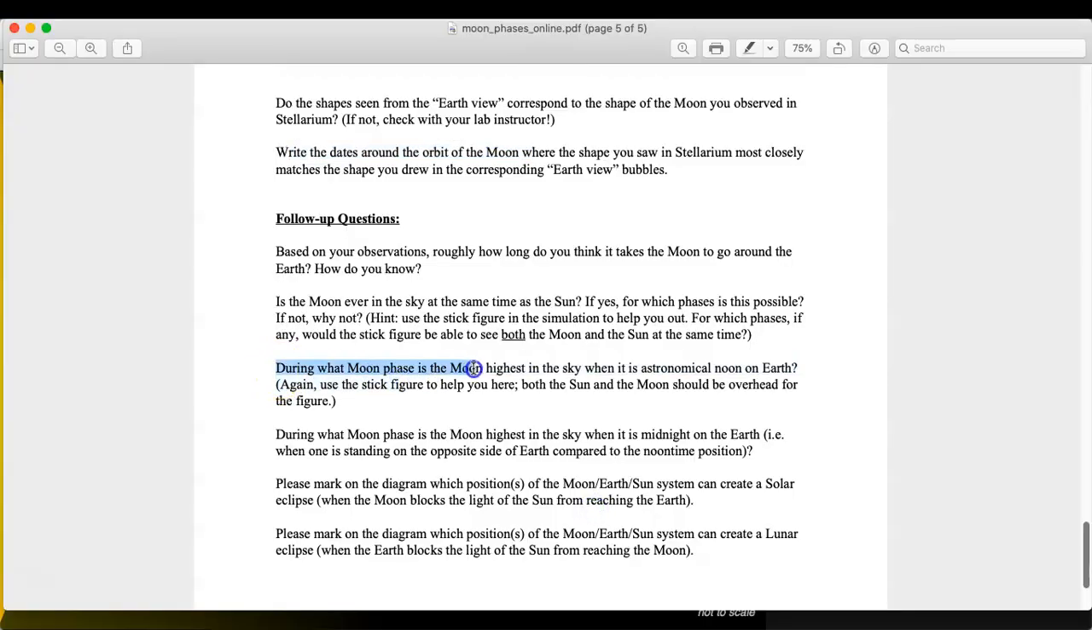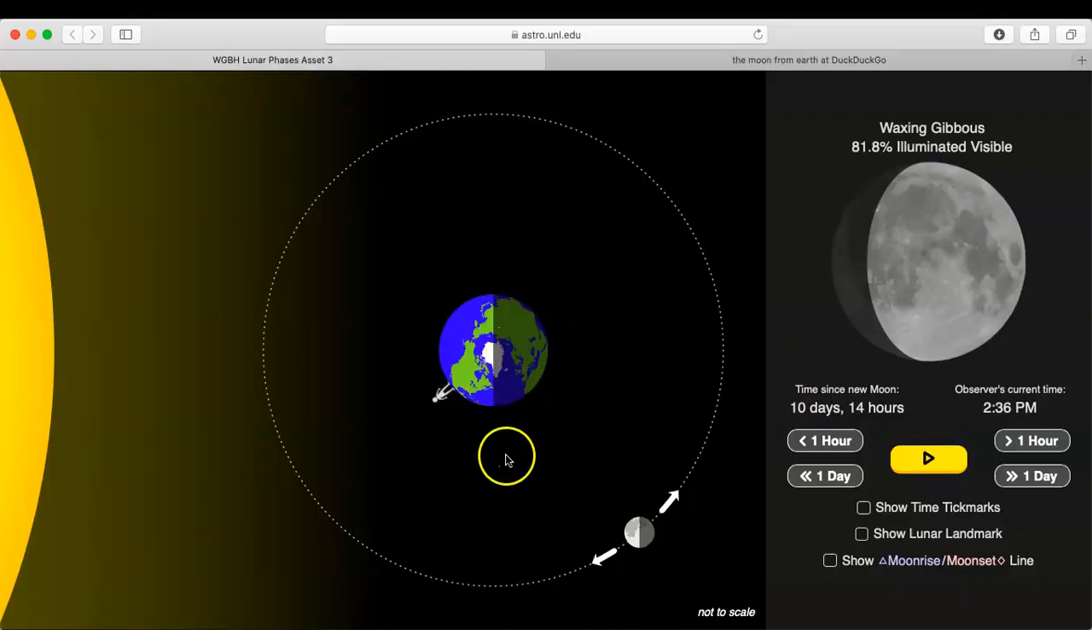During what phase is the moon highest in the sky when it is noon on Earth? During what moon phase is the moon highest in the sky when it is midnight on Earth? One way to think about these two questions is to think about where you would have to be for it to be noon. You can read this equivalently as noontime. So where would you be on Earth at noon?